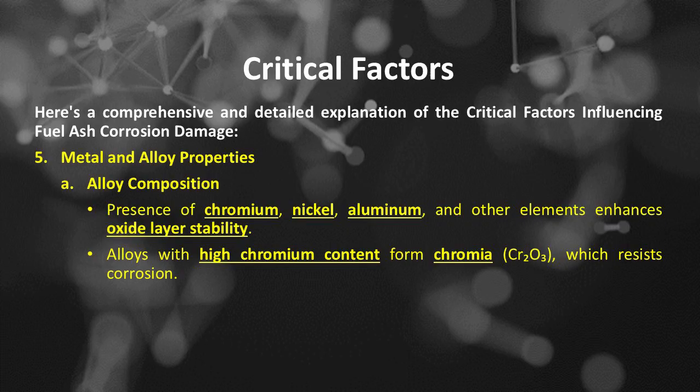Number 5 of critical factors influencing fuel ash corrosion damage is metal and alloy properties. Number A. Alloy composition. Presence of chromium, nickel, aluminum, and other elements enhances oxide layer stability. Alloys with high chromium content form chromia, Cr2O3, which resists corrosion.